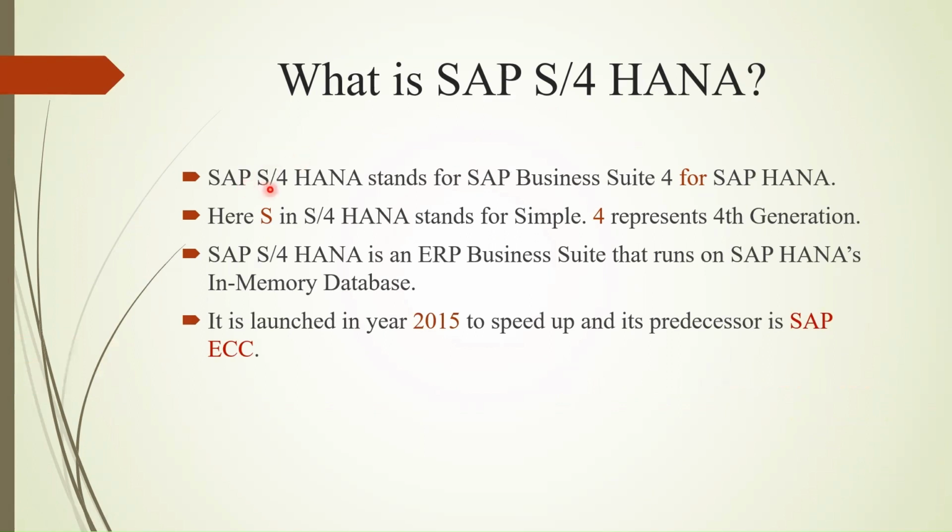The acronym of SAP S4 HANA is SAP Business Suite 4 for S4 HANA. Here, S in S4 HANA stands for simple and 4 represents 4th generation. And the meaningful description is, it is 4th generation SAP Business Suite which involves all the SAP related business processes which works on SAP HANA database, where SAP HANA is an in-memory database, and it was launched in the year 2015.